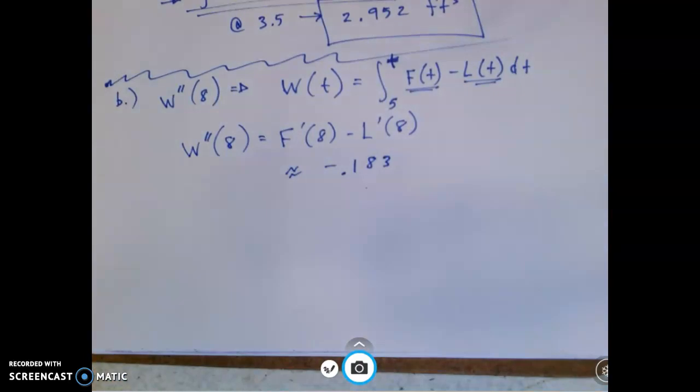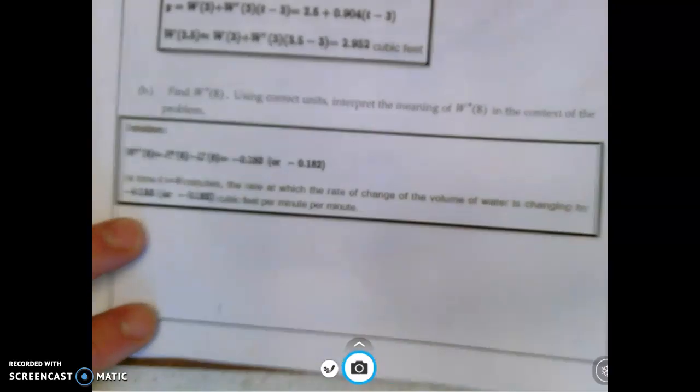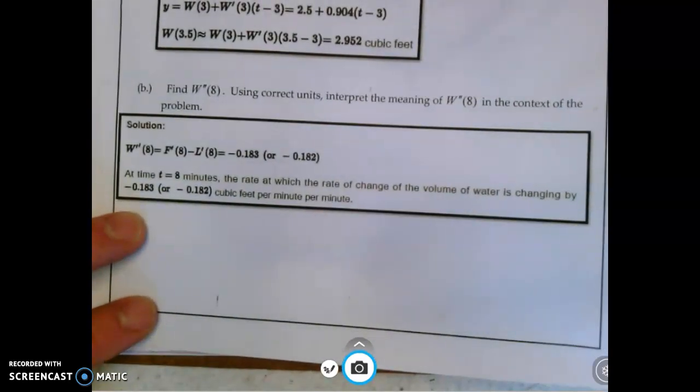0.183. So what that means is, at time equals 8 minutes, the rate of change of the volume of the water is changing by negative 0.183 cubic feet per minute. So there's our worked out problem. You can pause that if you want to look at that. Okay? And I gave you the PDFs of these forms as well.